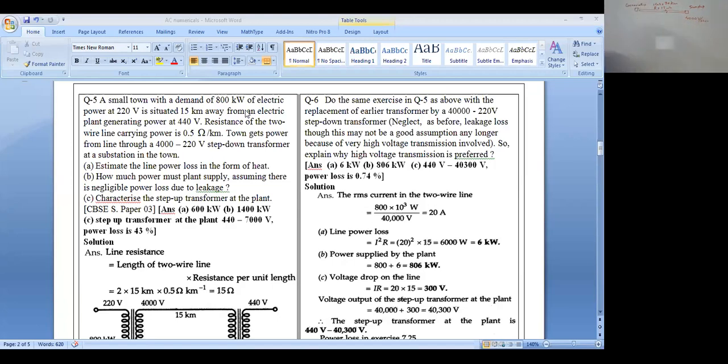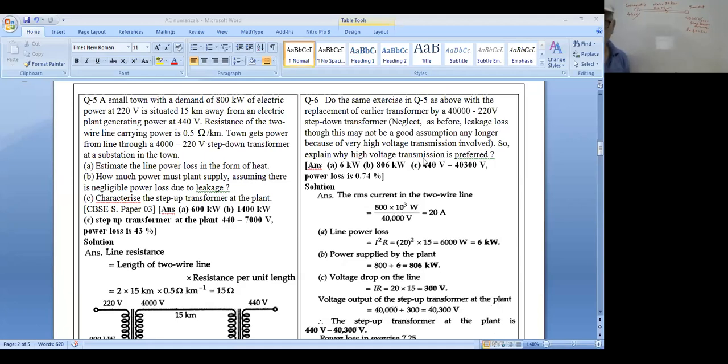This is the step down transformer here. We have to find out the rating of this transformer at the generating station. 440 volt we are generating. So power is 800 kilowatt. 800 kilowatt power we require here at the township. We have to find out the loss in the transmission.